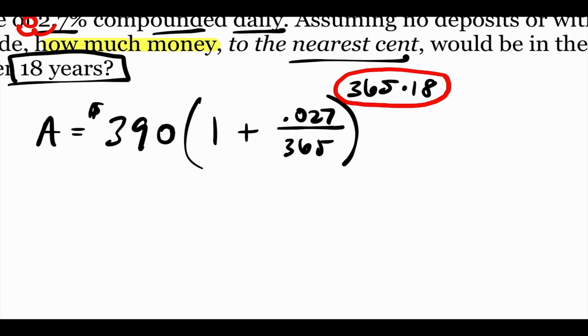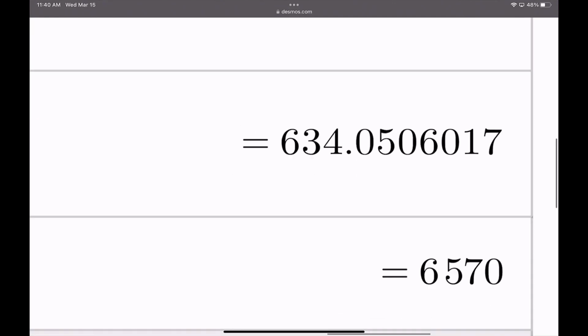We need to round to the nearest cent. Well, what number is in the cent spot? 5, right? 0. So the place values after the decimal. 0 is in the tenths. 5 is in the hundredths or the cent. So we look behind 5 and there's a 0. So we keep it at 5. So $634.05.